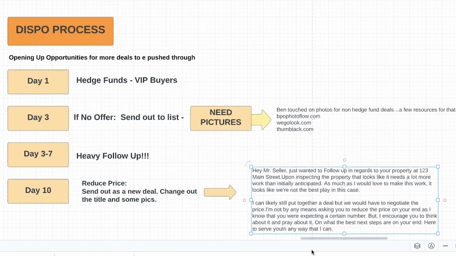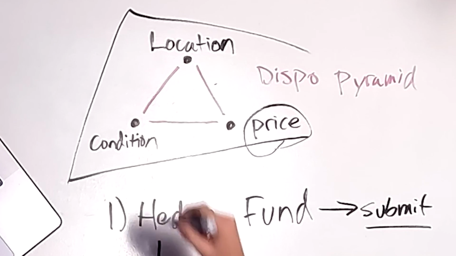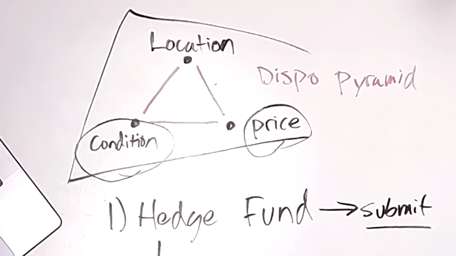I'm not by any means asking you to reduce the price on your end, as I know that you're expecting a certain number, and I'm not asking you to come down whatsoever. But I encourage you to think about it and pray about it and see what the best thing is for you. We can talk about next steps. I'm here to serve you in any way I can. But again, the price ain't working, or the condition ain't working.